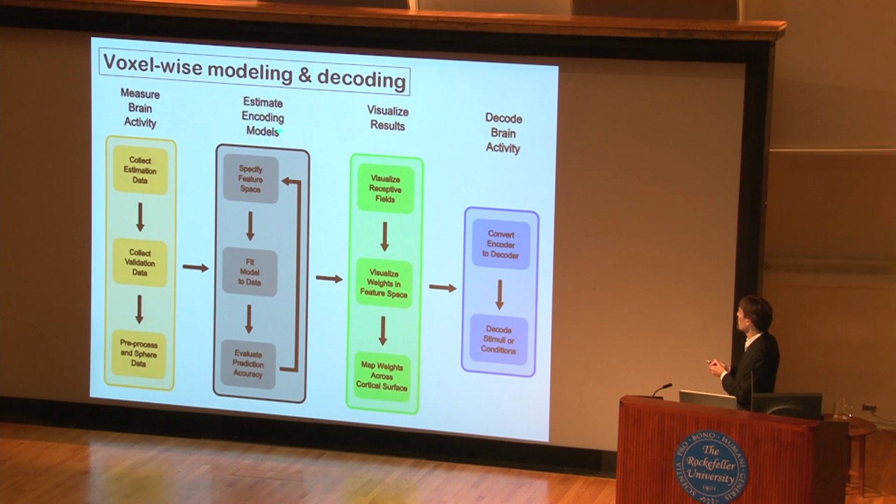Then we estimate our models. And we're going to do this for each individual location in the brain. As I said, we're measuring 30,000 voxels on the cortex, so we're going to do this for 30,000 individual places in the brain. We specify a feature space. We fit the model, and then we evaluate predictions.